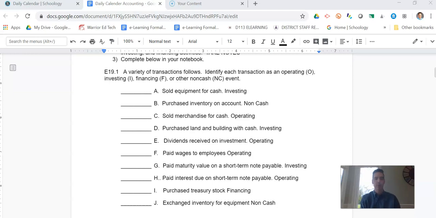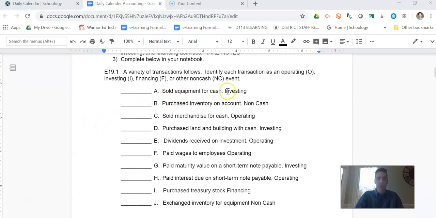Hello everyone. Today I'm going to go over the operating, investing, financing, and non-cash classifications that we went over last time, and then we're going to start piecing together how to create a statement of cash flows. So from yesterday's homework, we had to identify if it was operating, investing, or financing. And so I'm going to just walk you through these real quick.